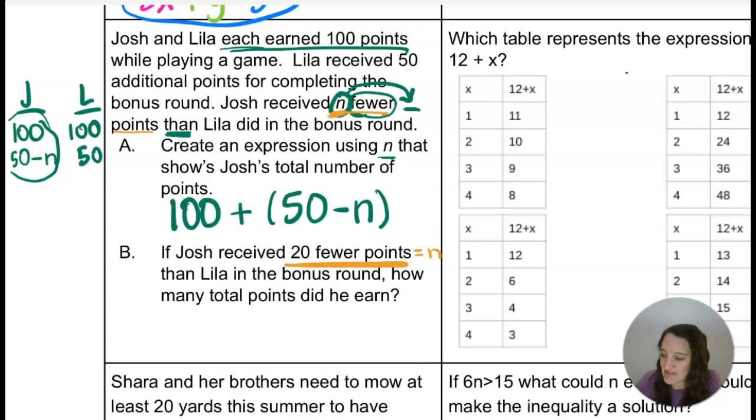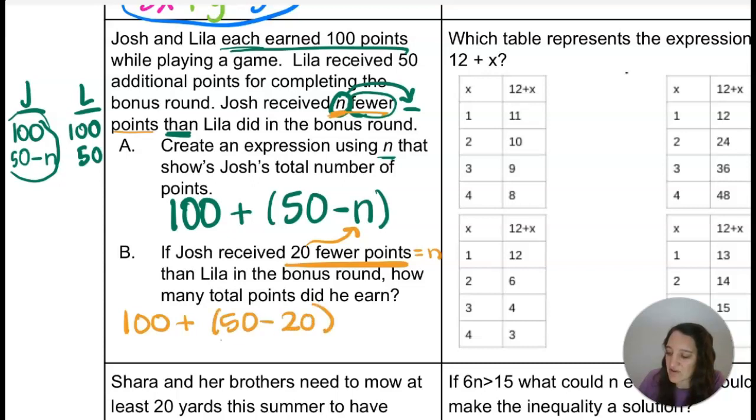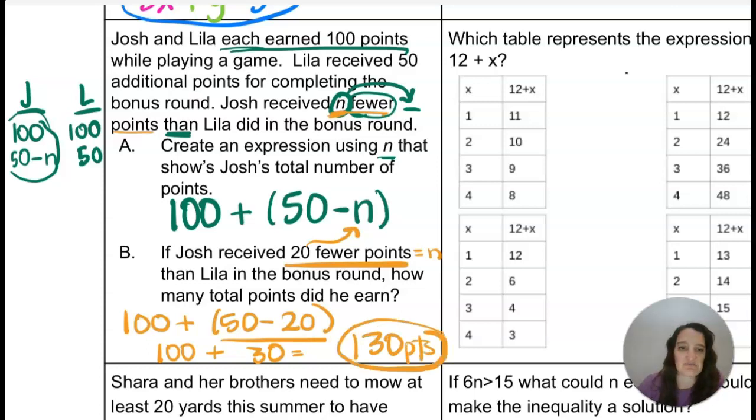That's what n was, so we can actually plug n in right there. So it'd be 100 plus 50. We can plug in 20 right there for the n. So I'm going to do the bonus round first. You got 30 points in the bonus round, 100 points earlier. So he had a total of 130 points.